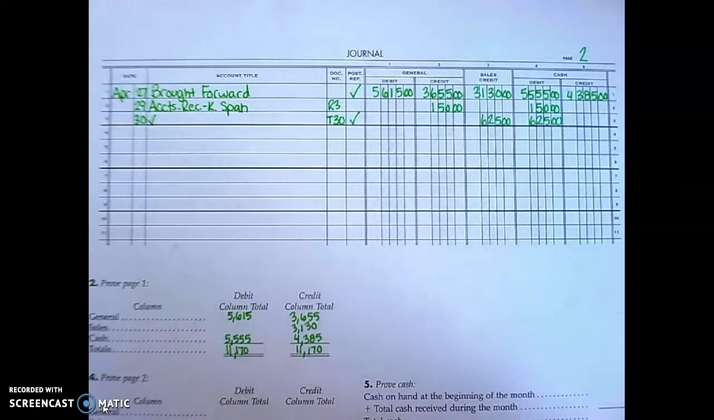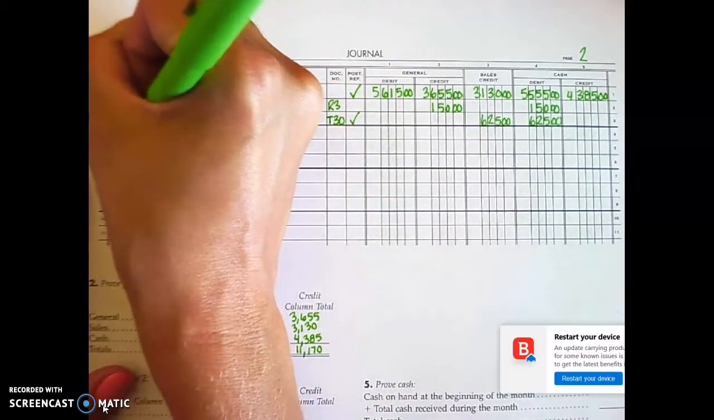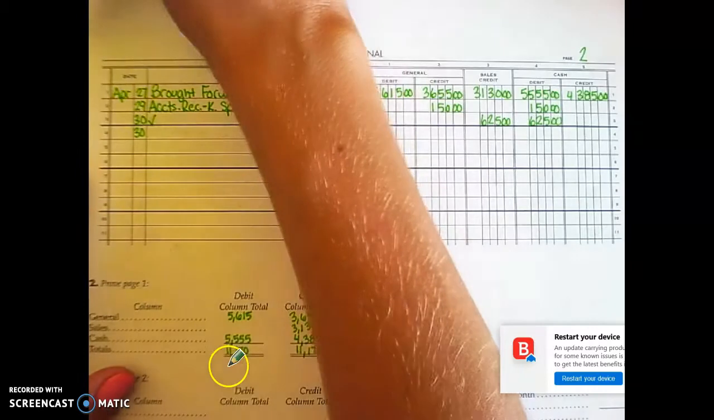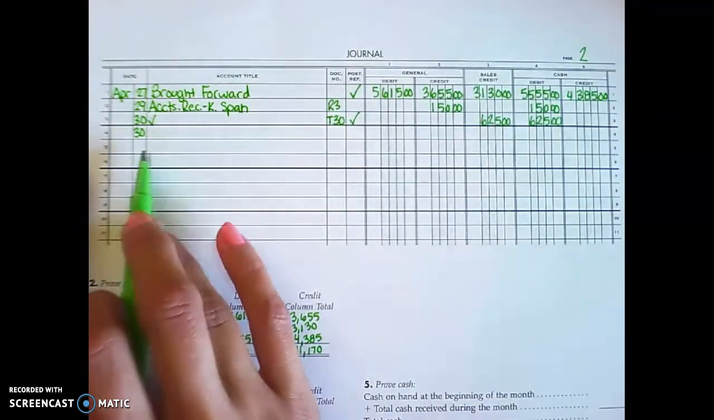This brings us to step 4 in the work together. We need to prove page 2 of the journal. So we'll put in our date. You will always put in the last date of the month. Excuse me for this popping up. I will restart later. The 30th.